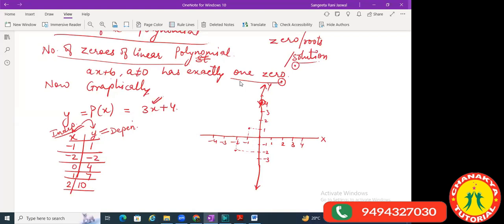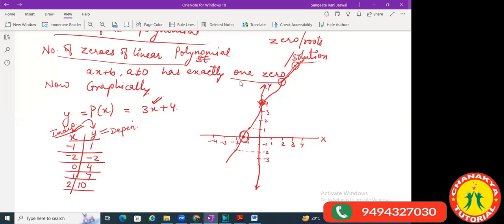So when you join these points, what do you get? I'm just roughly doing it, but you do it with the scale. Just join these points. So what did we see here? That I get a straight line. When you join this with the scale, you will find that you're getting a straight line. And this line is crossing the x-axis at one single point. This is that point where this linear polynomial, the straight line, is passing through x.